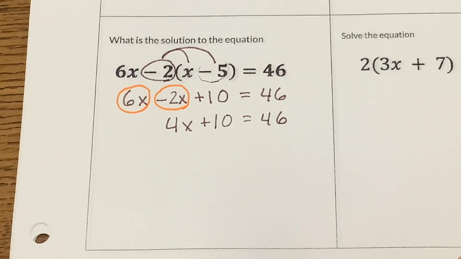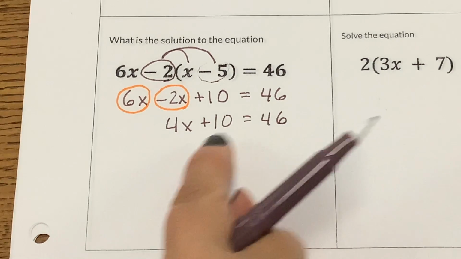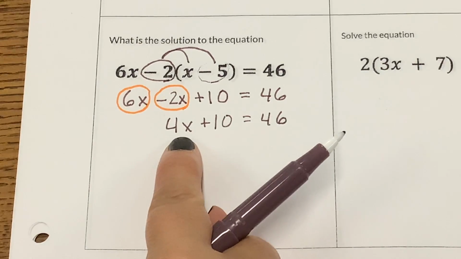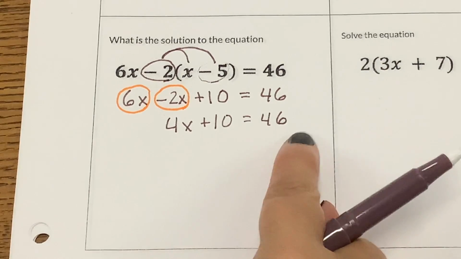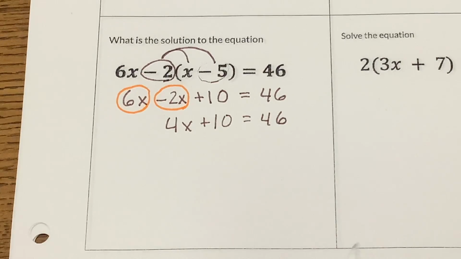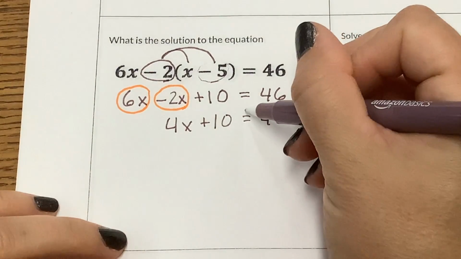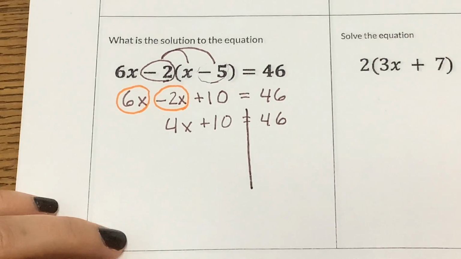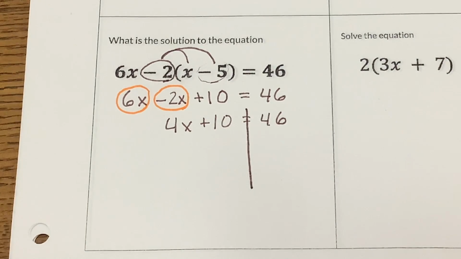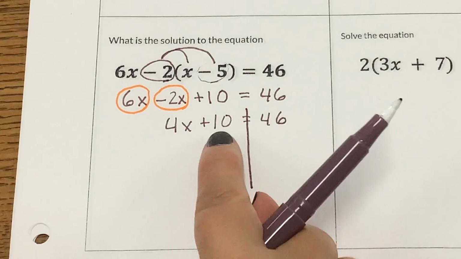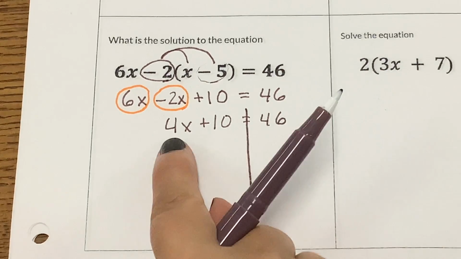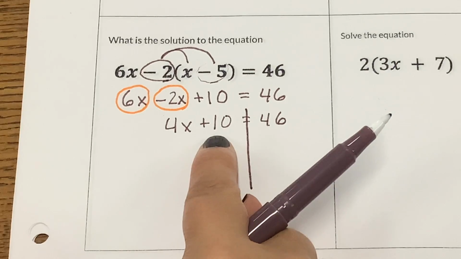Now we ask ourselves, do we need to move a variable to one side? There's only one variable and it's on the left, so we don't need to move anything. There's not a variable on the other side. So we don't need to do that step. The next step is to move our constant. Which one is the constant? 10 or 46? The constant is 10. This is the variable. The constant is with the variable.